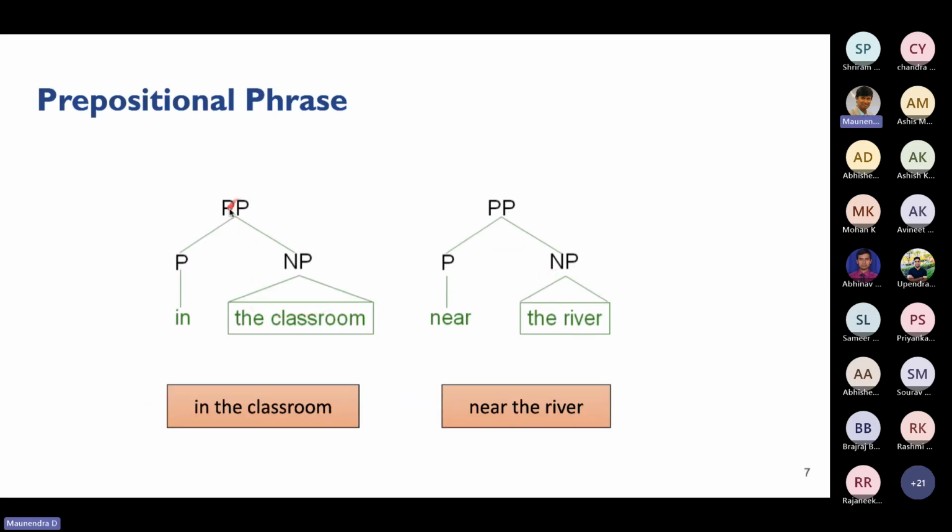Similarly, there are a few others about prepositional phrases. There is a rule from PP to P followed by NP, and from P there is an expansion to in. From NP there is an expansion to determiner followed by noun, and this determiner followed by noun can assume the value the classroom. So together it can be there. Here that one level of parsing in this component has not been shown, and it has been shown in a compact way like this. Similarly, near the river, so it is a prepositional phrase.